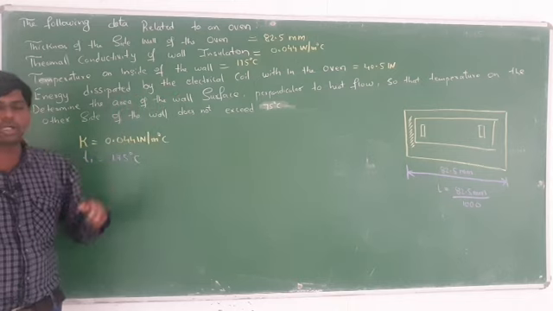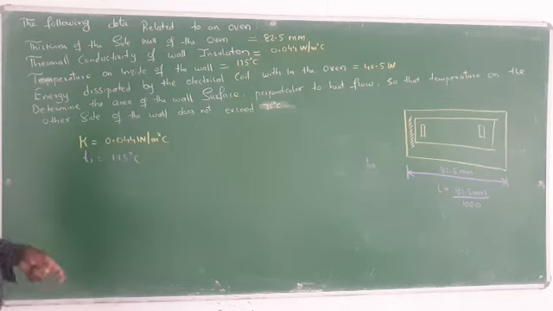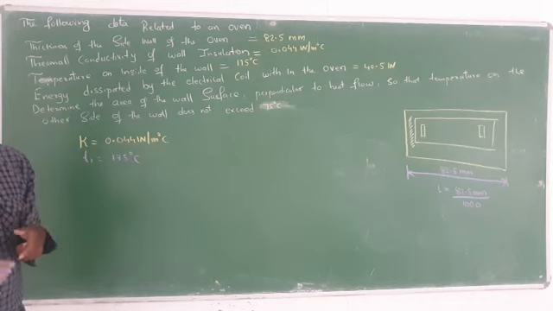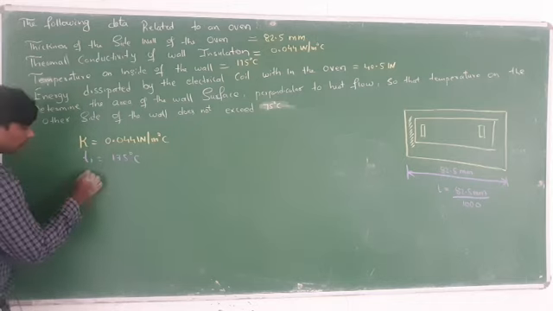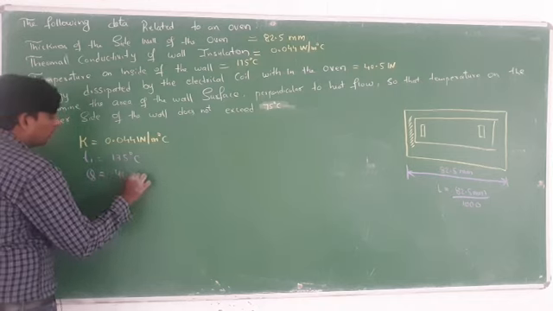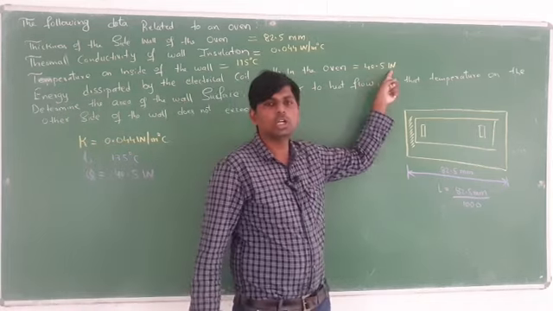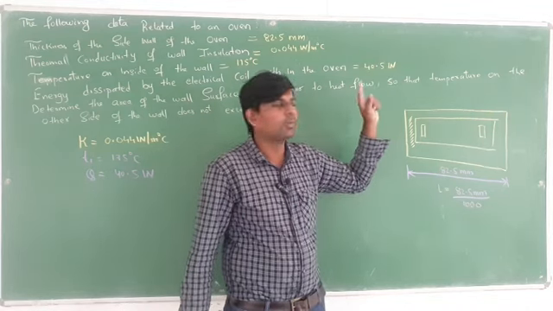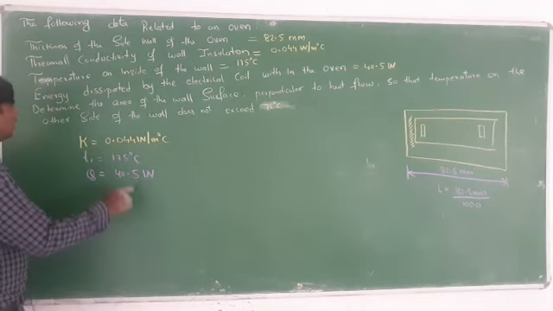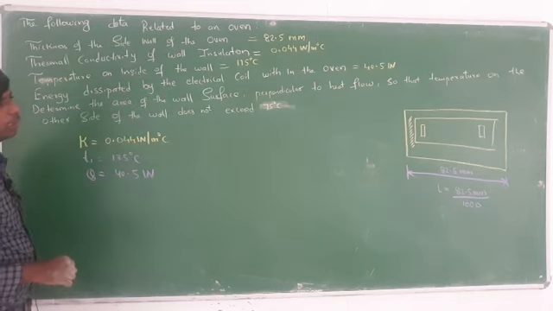dissipated by the electrical torch. Dissipated means it will move. Move means heat will be there. Energy dissipated means energy is leaving. Energy is leaving means Q value. That is your Q value. Q value is equal to how much? 40.5 watt. Otherwise, by seeing the unit also you can identify that it is 40.5 watt.